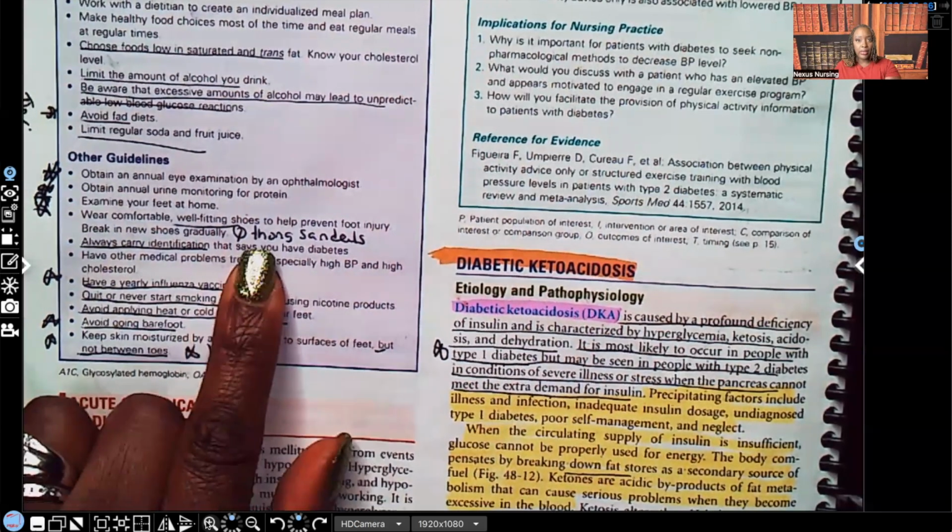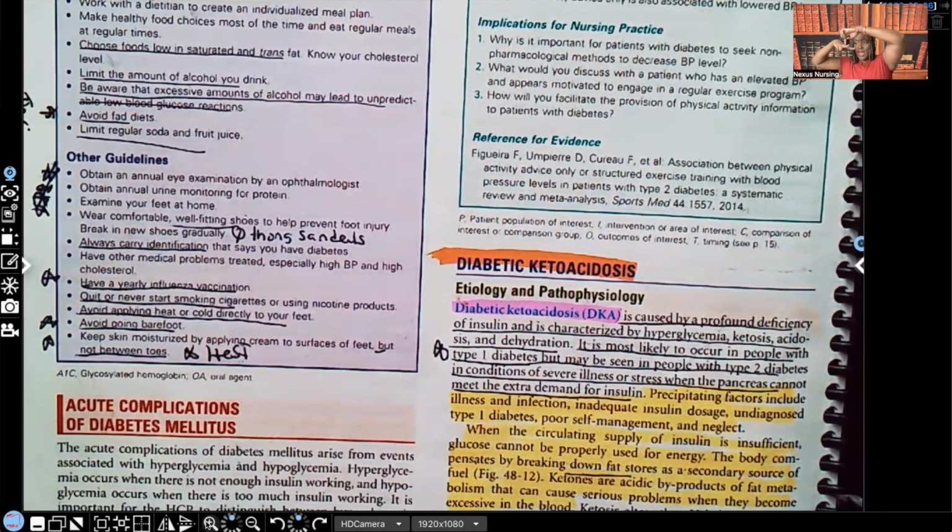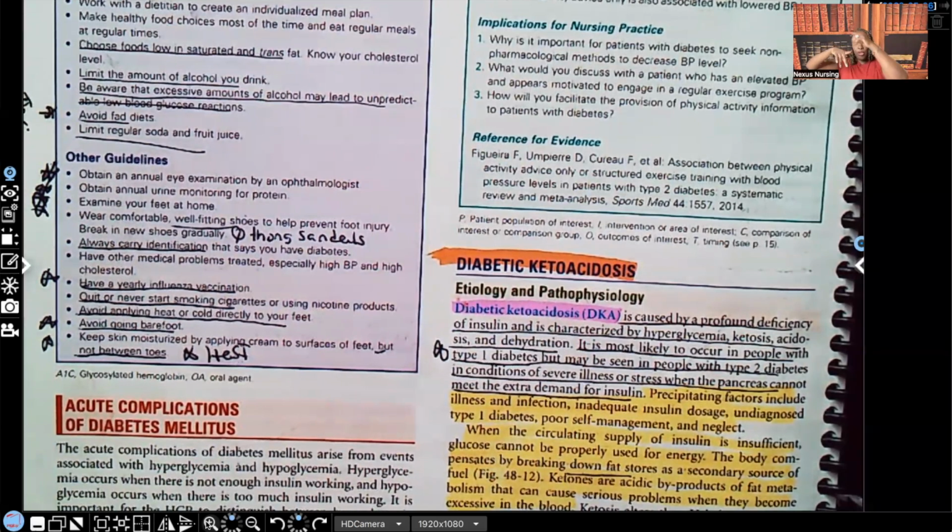Stay away from thong sandals. Why? Thong sandals are the sandals where the strap is right here between the two toes. So as the patient's walking, you've got the strap just rubbing up and down between those two toes, which will decrease that tissue integrity. Skin opens up, bacteria sets in. Before you know it, their foot has to be chopped off because the wound will not heal.